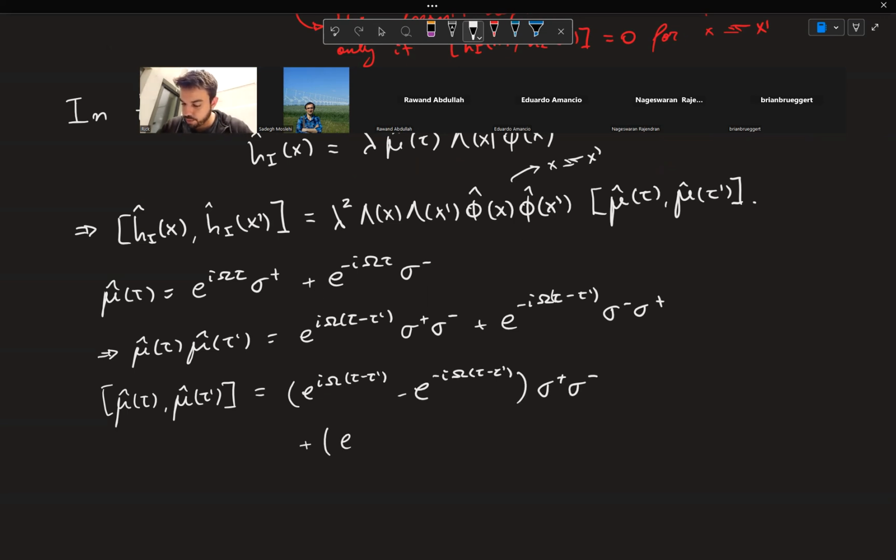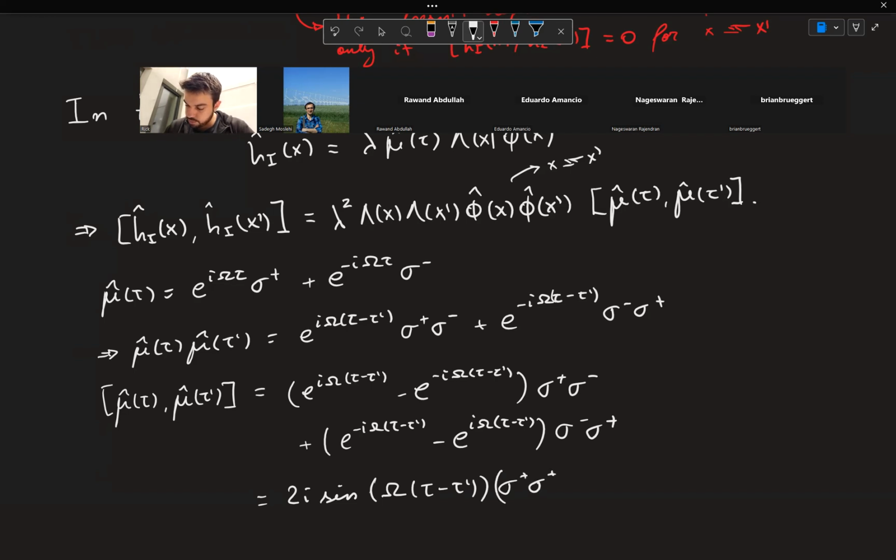Yeah. So for the other one, we're going to get e to the minus i omega (tau minus tau prime) minus the same thing with the switched tau and tau prime, sigma minus sigma plus. And then, of course, the first term is the same as the second one, and they're both 2i times the sine of omega (tau minus tau prime), sigma plus sigma minus, sigma plus, and this is just sigma z.